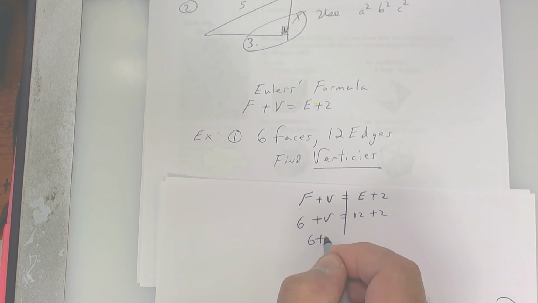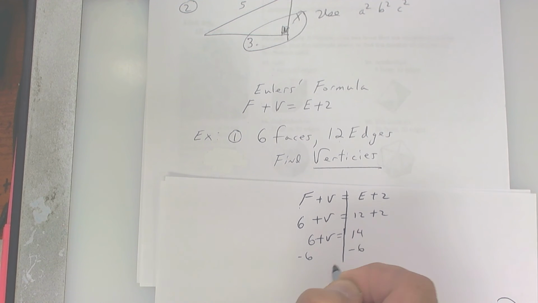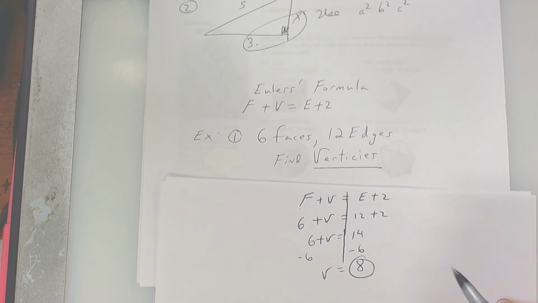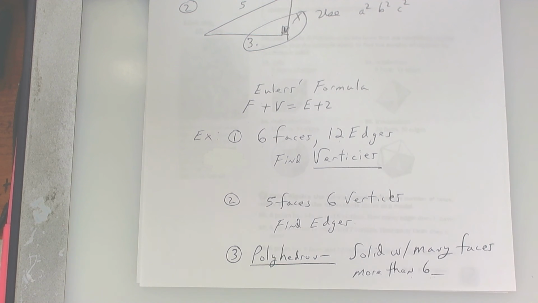So you're going to get 6 plus V is equal to 14. And then you're going to subtract 6. So the number of vertices in this case is going to be 8. And vertices are your points. So there it is, and that's how you use this formula. We'll do one more.